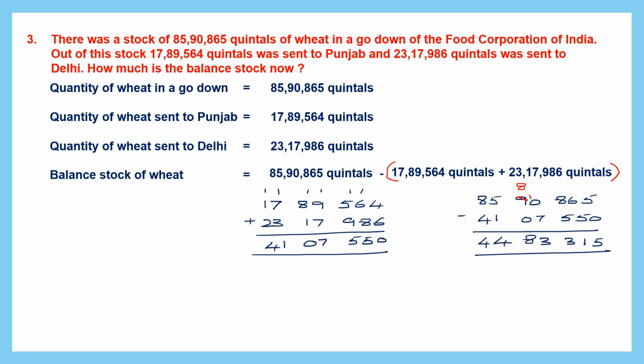So what do we have here? We have 44,83,315. So the balance stock of wheat is 44,83,315 quintals. So this is our final answer.